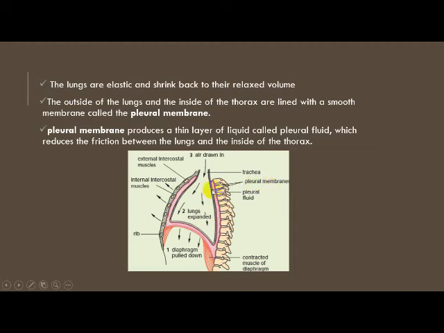The pleural membrane's location is the outside of the lung. Look, there's the lung, the outside of the lung and the inside of the thorax. Inside of the chest, outside of the lung, there is a membrane with the name of pleural membrane. This pleural membrane's function is to release a fluid. This fluid is called pleural fluid. The pleural fluid's function is to reduce the friction while inhaling and exhaling.